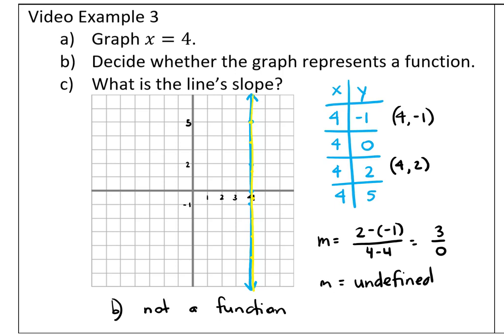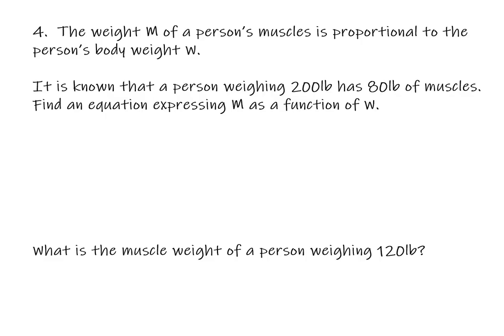All right, moving on. Question number 4 is a word problem. Let's read it. The weight M of a person's muscles is proportional to the person's body weight W. And so when we read this question, we see the word proportional, and proportional questions are questions that can be graphed with a line, with a slope, and a y-intercept of 0. So we know we can use m for the slope, and we have capital M to show the weight of the muscles.